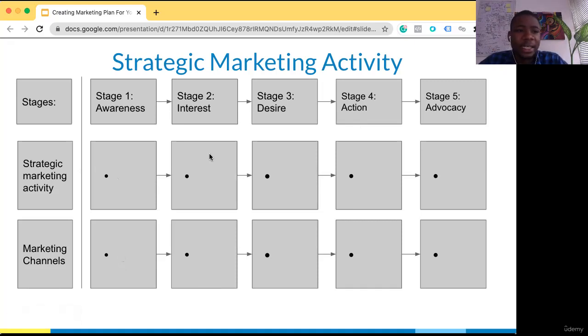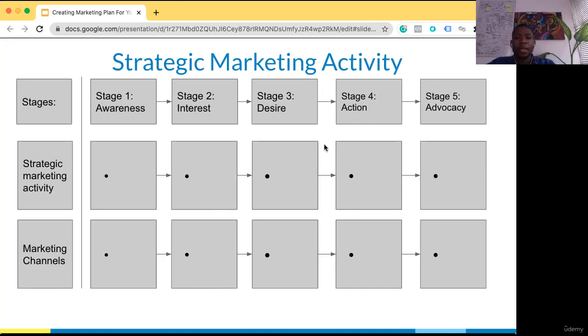Then next is the interest stage. So at the interest stage, I want to call people's attention to the offer I have going on, right? I want to tell them that there's an offer. So channels I'm going to use would still be, maybe now I want to start using social media so that I can keep reminding people that, okay, this is happening.